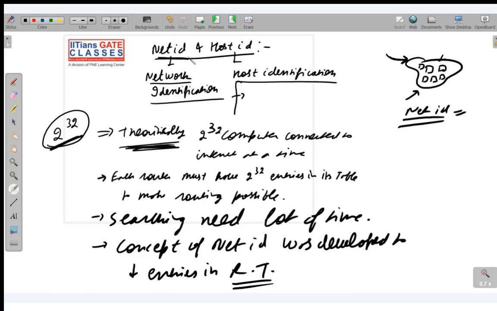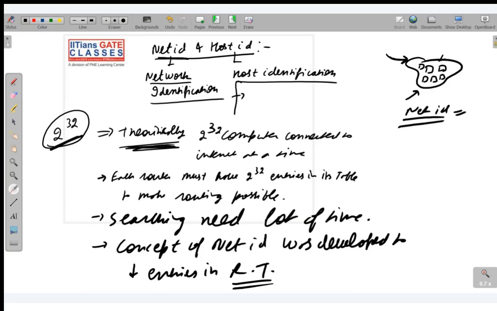This I have told you, this IP address is the first IP address of the block which is given to the LAN. Write it. This IP address is the first address in the block of addresses given to LAN.